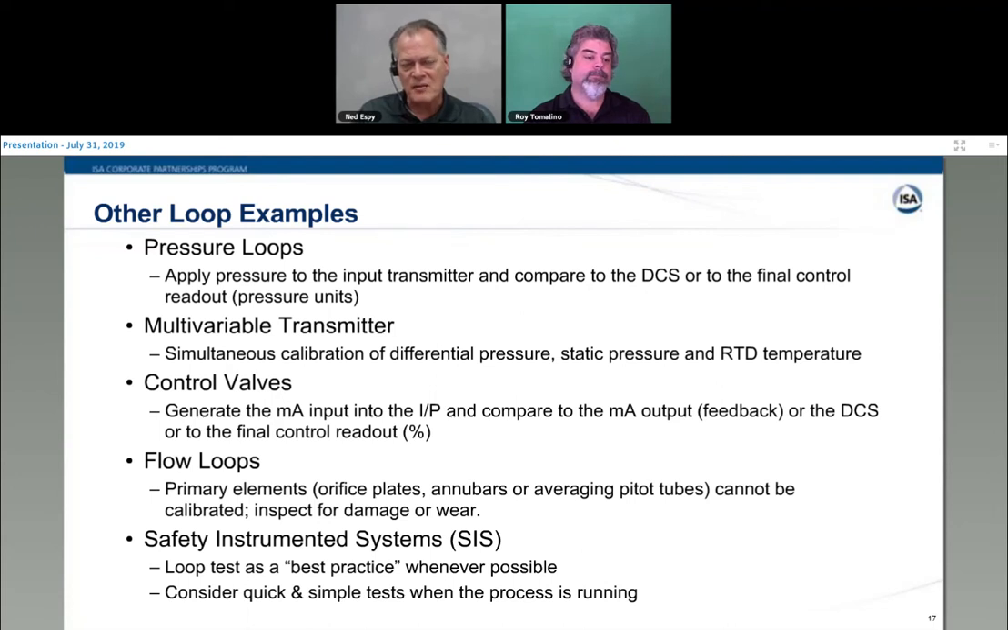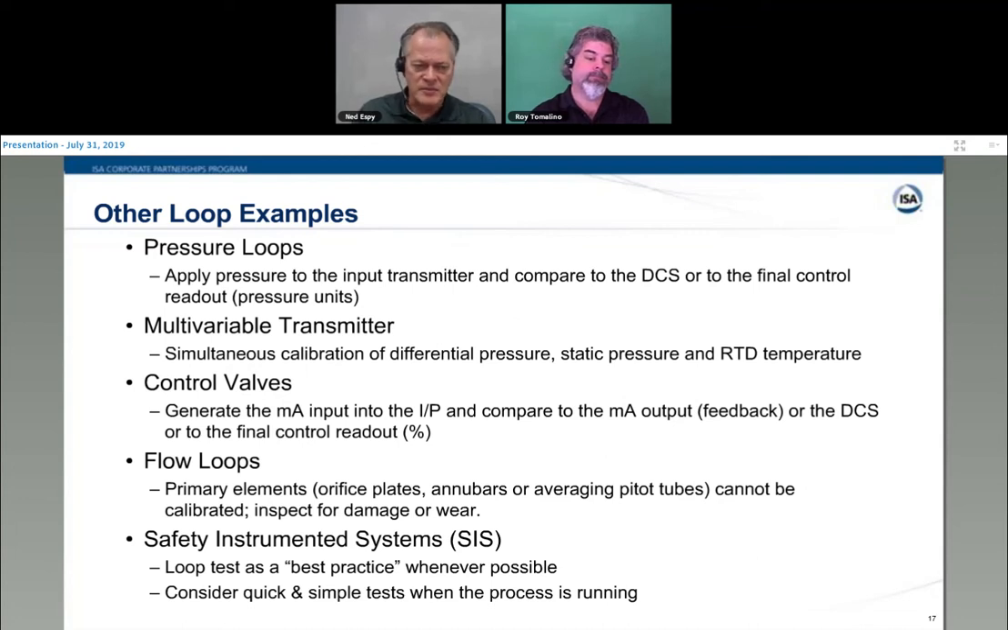Most people aren't documenting their valves. They check them out and make sure they're stroking properly. But you think about it, you're doing a loop test if you're sending current into the I to P and then looking at the milliamp output or feedback, or you could be looking at the HART percent travel parameter, or the fieldbus value, if it's Profibus or Foundation Fieldbus. So in essence, a valve is a kind of loop that you're checking.